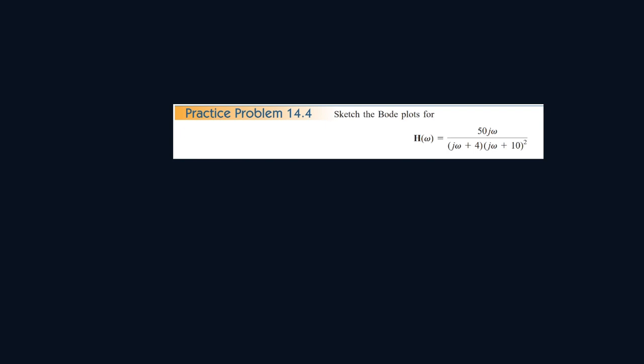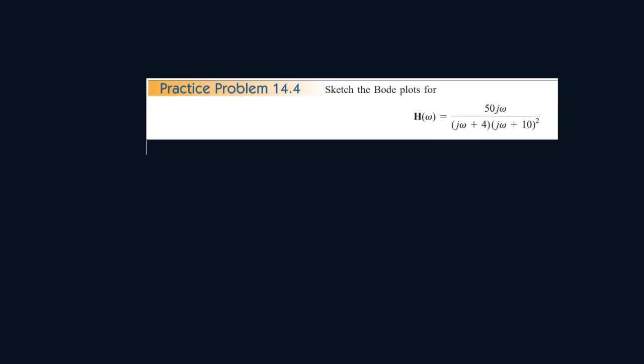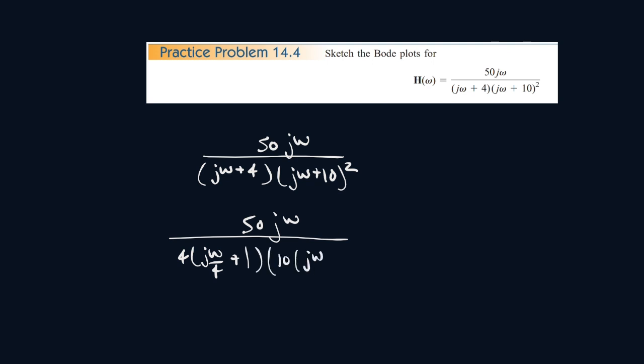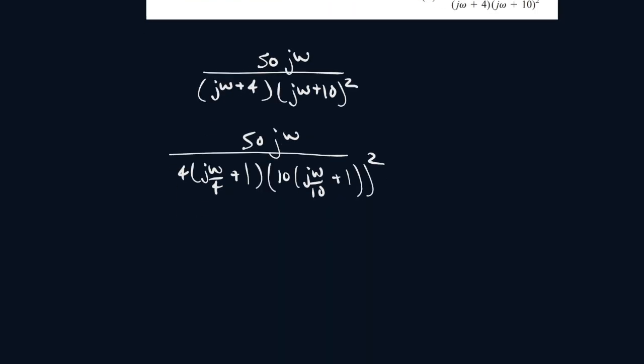Okay, so for the following transfer function, you have to sketch the Bode plot for this. So let's start. Let's factor out the 4 and the 10 from these ones, so we can have this be added to 1. And this 2 can be foiled into the bracket, so it'll be like this.